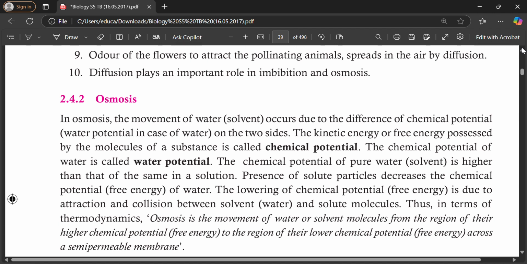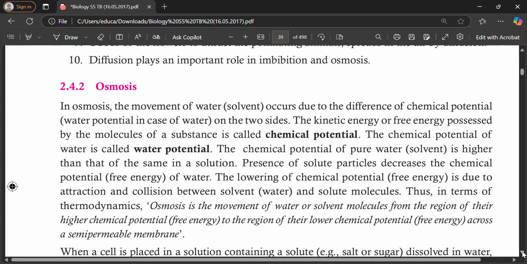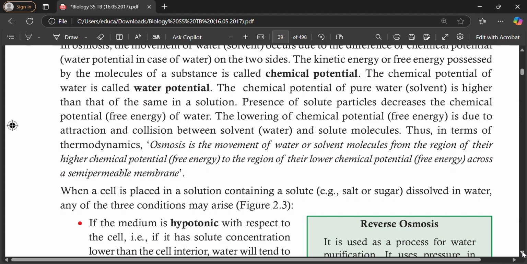It means muri osmosis ni transport y'amazi. Amazi ajya ava ahantu ari menshi akajya ahantu ari make. Nampamvu rero bazumva osmosis buri gihe iba associated with water, ariko baba bashatse kuvuga solvent nuko nyine water ariyo universal solvent. So osmosis rero is the movement of water or solvent molecules from the region of their higher chemical potential cyangwa se free energy to the region of their lower chemical potential across the semi-permeable membrane.